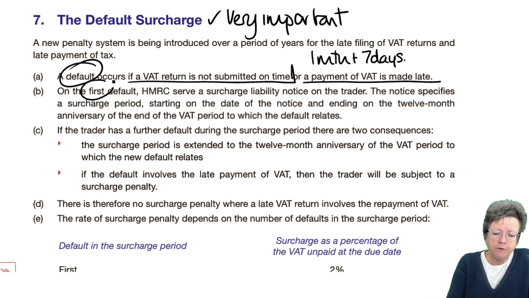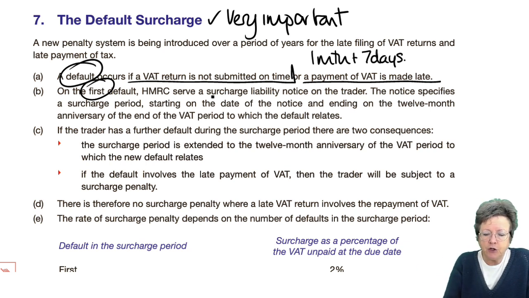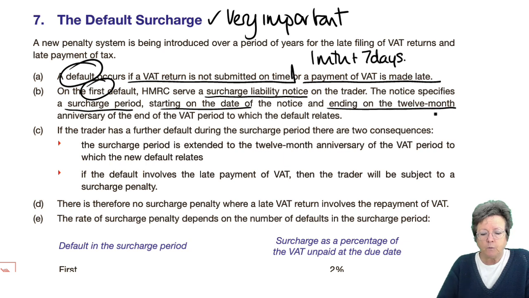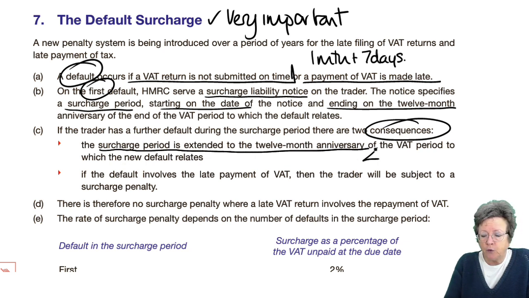So the first default, the first time you do that and you don't send it in on time, or you send it in on time and don't pay it, they issue what's known as a surcharge liability notice. It specifies the period, which would be 12 months, the start date and the end date. Okay, you have then got to submit 4 returns on the correct date and make your payment on the correct date. So consequences. When your surcharge notice is issued, it extends for 12 months, which covers 4 quarters.